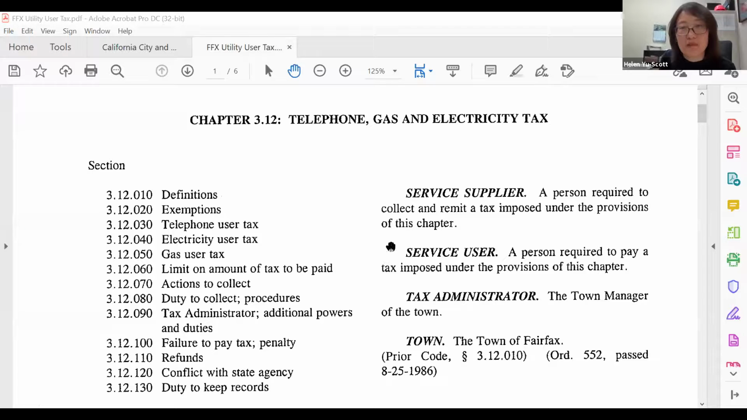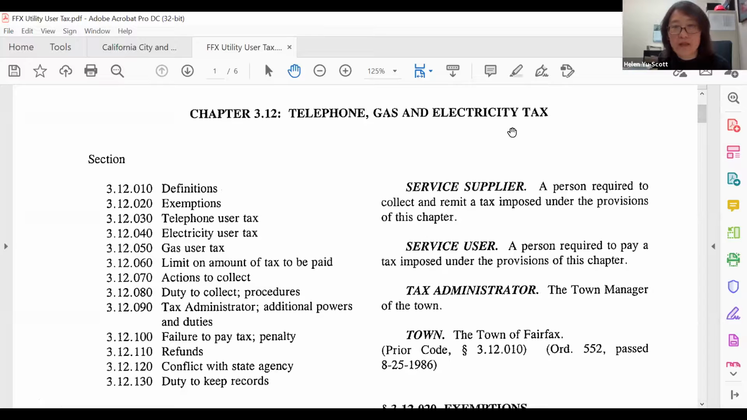Obviously, Fairfax being the only town in Marin that does it, it's not widely used, but I think it makes sense because there's a lot of wear and tear in our town from utilities, even though this is money that's coming from the users. It's hard to reconcile that, I guess. I'm not sure if that is their town's municipal code talking about their telephone, gas, and electric tax.